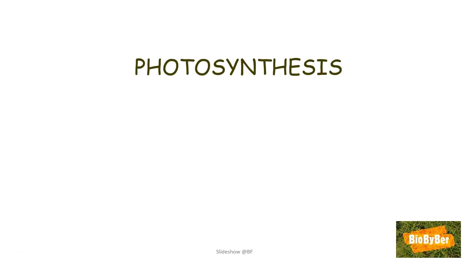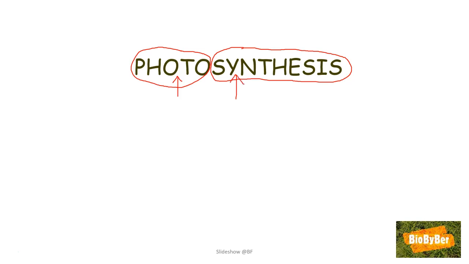Let's start by looking at the word photosynthesis. You might notice it contains the word photo, which has to do with light. That's why originally we had the word photograph, and synthesis, which means to make something. So we're going to use light to make something. And this is the basis of the definition of photosynthesis that we have to learn.